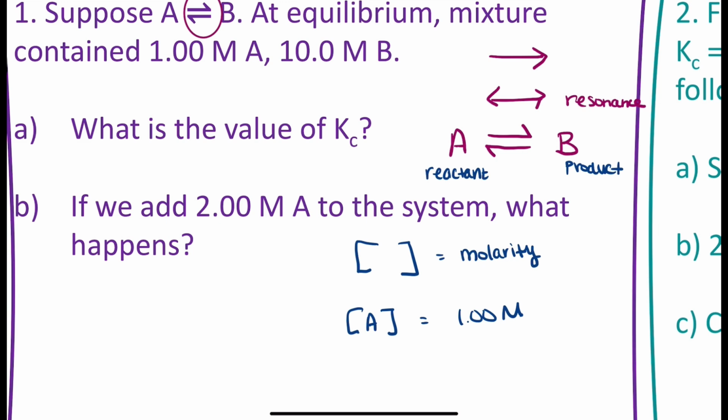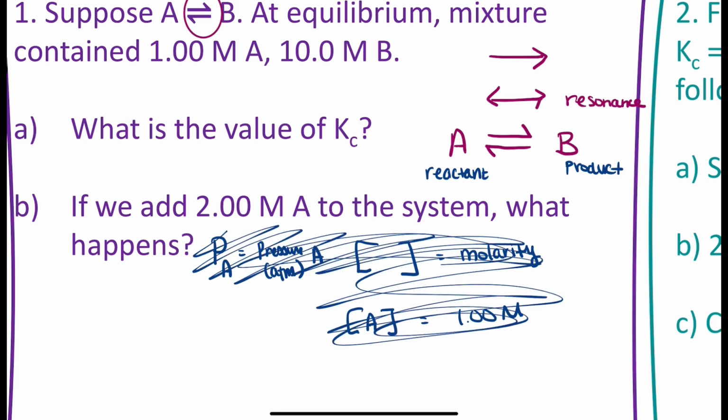We will also see some Kp examples. In that case, and I'll explain that again, we use things like P sub A, which means the partial pressure of A. So atmospheres or torr, whatever we're going to use, usually atmospheres of A. Now that we got that out of the way, let's work the question.